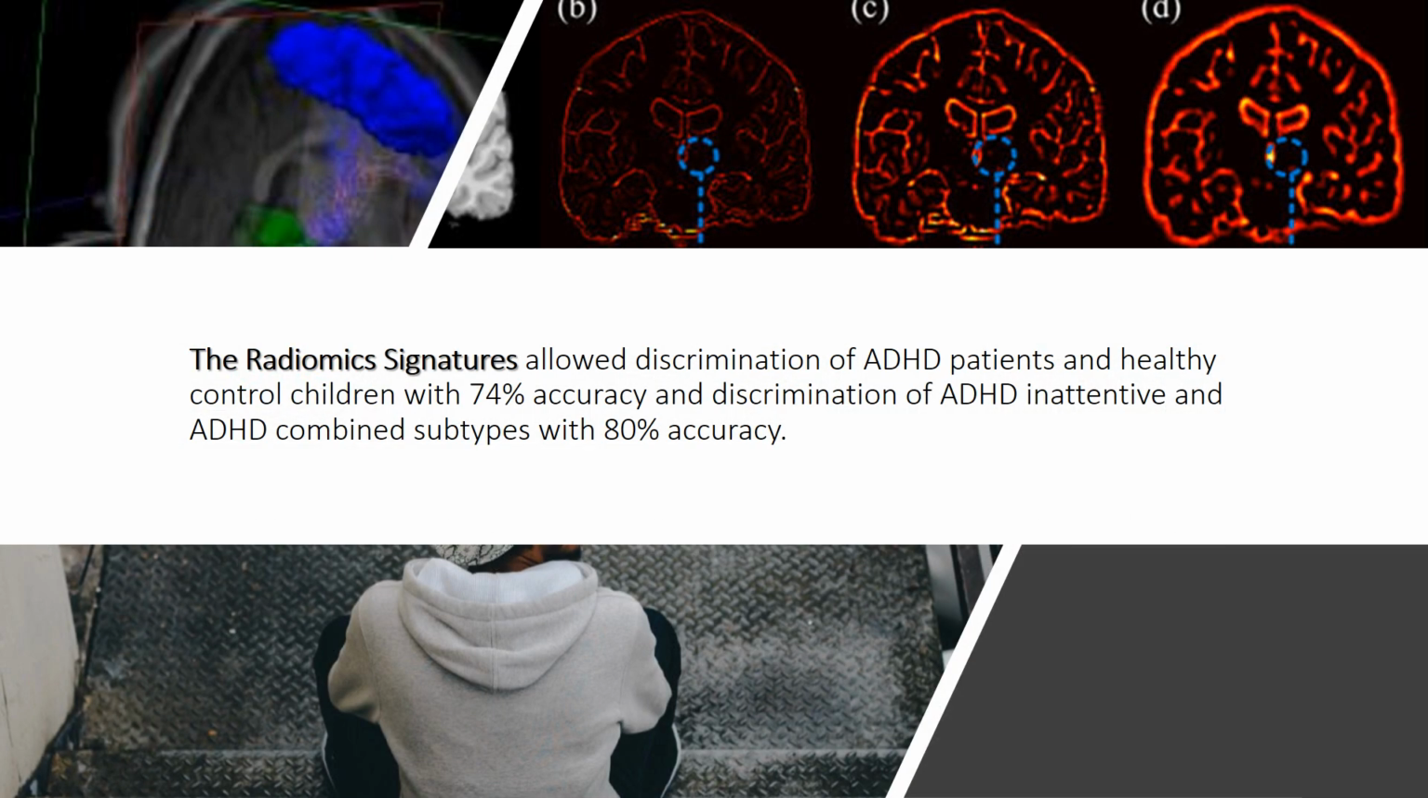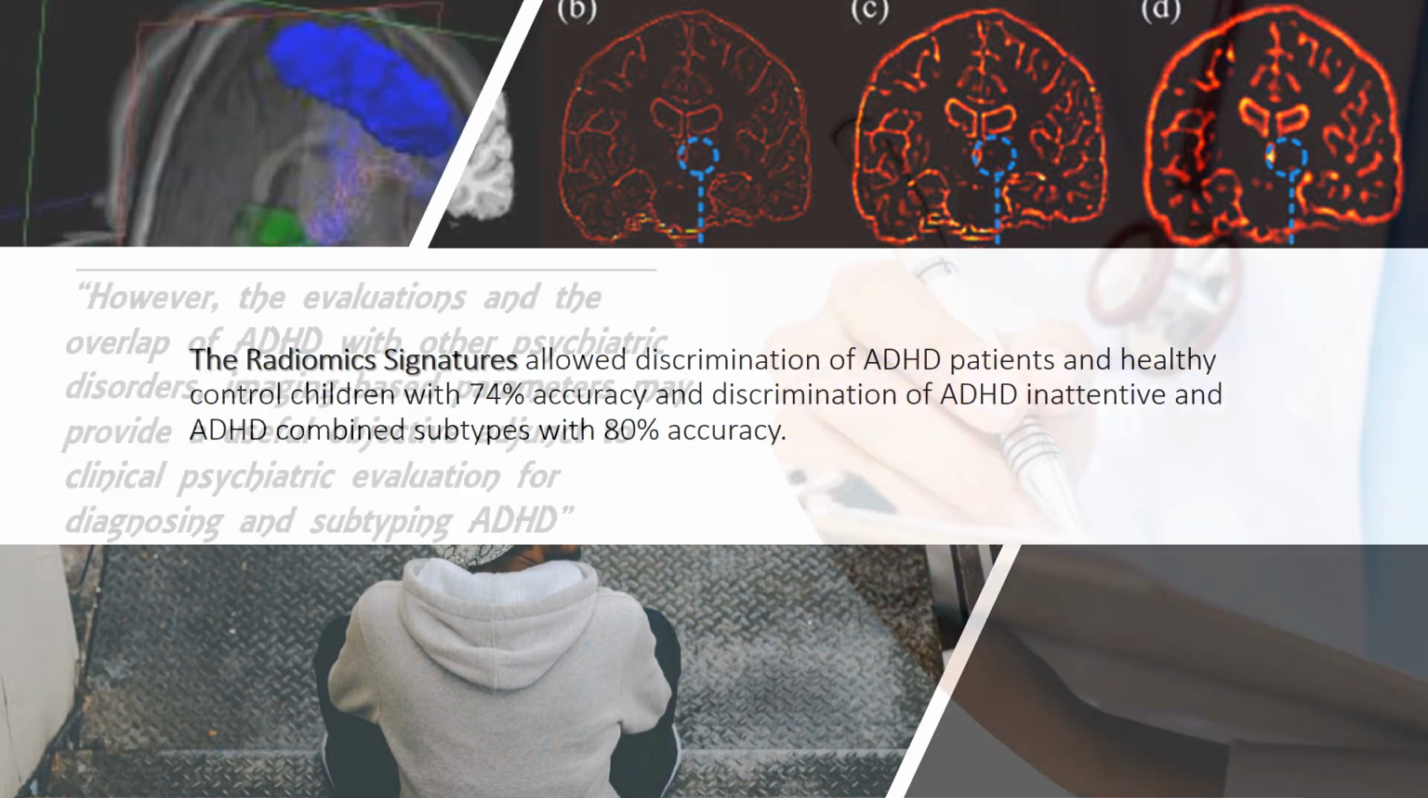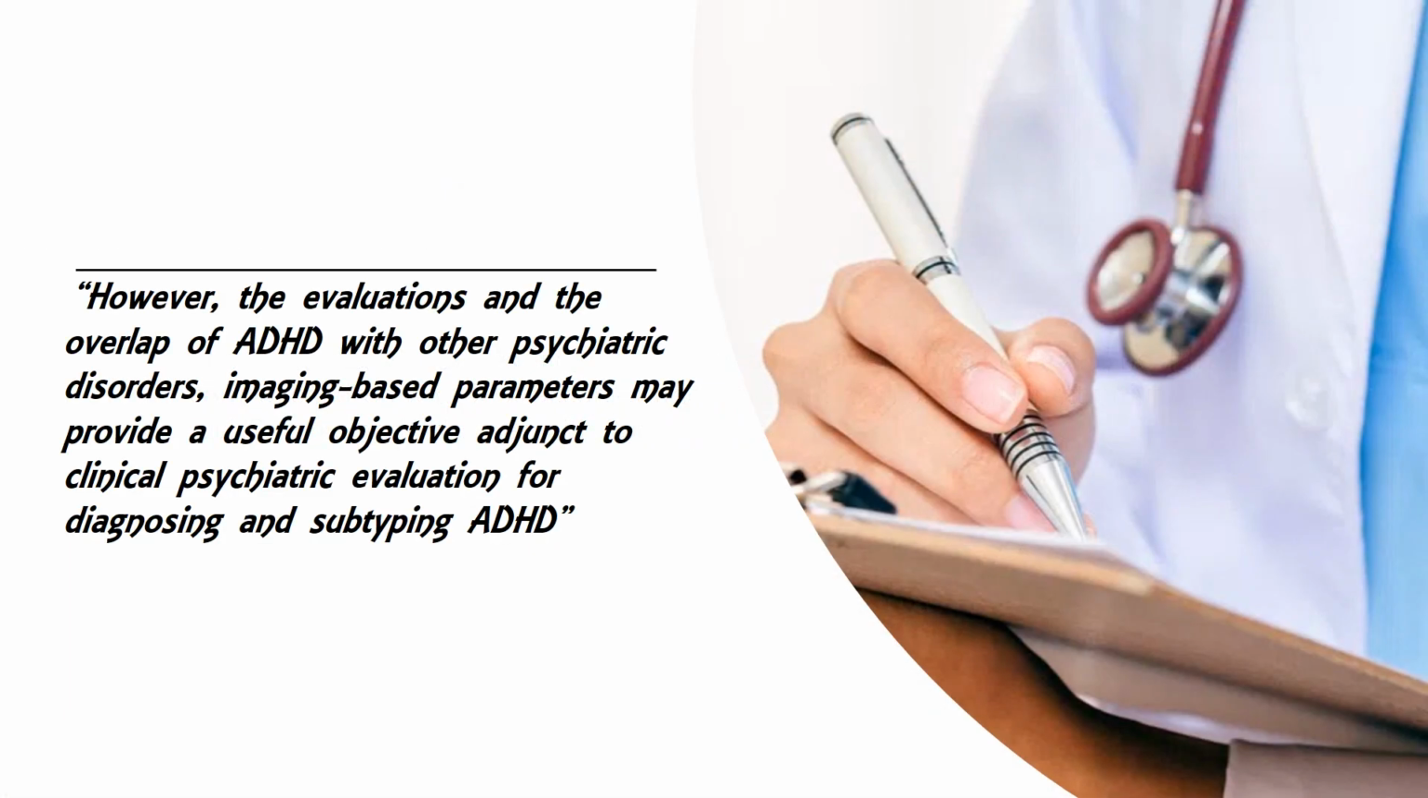The radiomics signatures allowed discrimination of ADHD patients and healthy control children with 74% accuracy and discrimination of ADHD inattentive and ADHD combined subtypes with 80% accuracy. However, given the limitations of evaluations and the overlap of ADHD with other psychiatric disorders, imaging-based parameters may provide a useful objective adjunct to clinical psychiatric evaluation for diagnosing and subtyping ADHD.